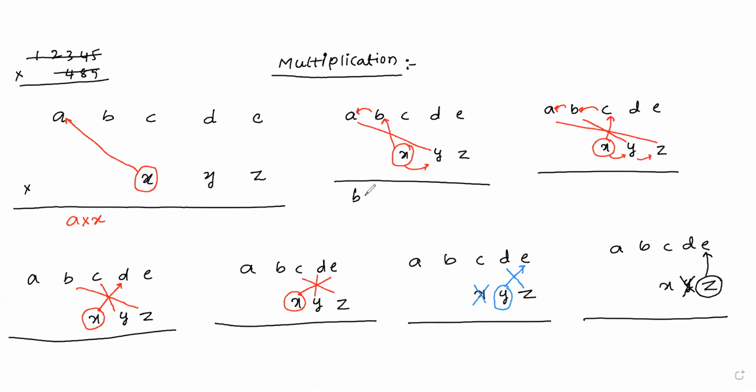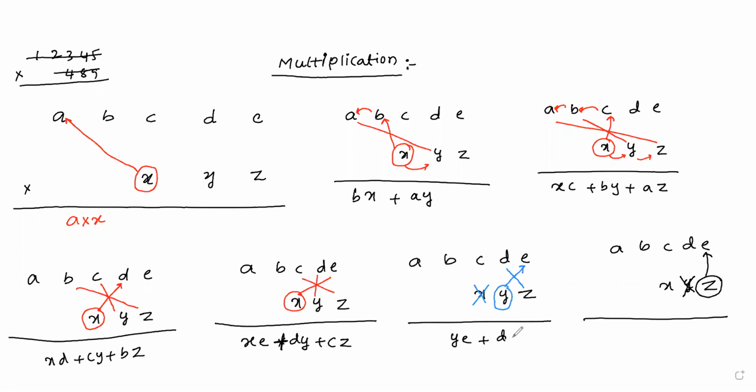So in this case, B into X plus A into Y we got. In this case, X into C plus B into Y plus A into Z we got. In this case, X into D plus C into Y plus B into Z we got. In this case, X into E plus D into Y plus C into Z. In this case, Y into E plus D into Z we got. In this case, Z into E we got. This is the left to right procedure.